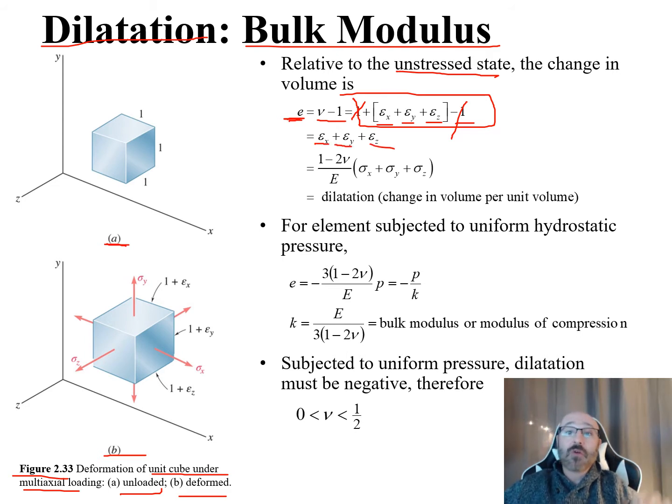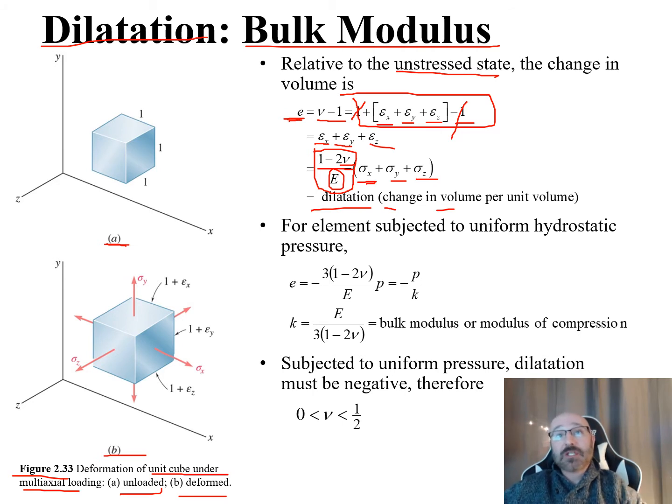Now we plug in the relationships seen on the previous slides earlier in this lecture. We can plug in relative to our stress states here. When we pull out the constants for each of the x, y, and z components, we have the common factor of 1 minus 2 nu, Poisson's ratio, all divided by our modulus of elasticity, times sigma x plus sigma y plus sigma z. This is our dilatation, or our change in volume per unit volume.